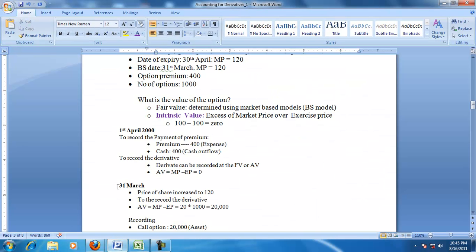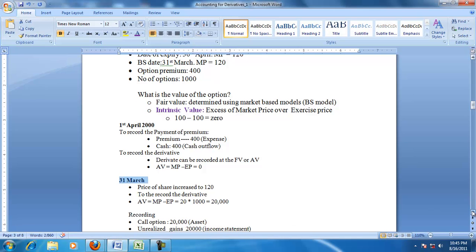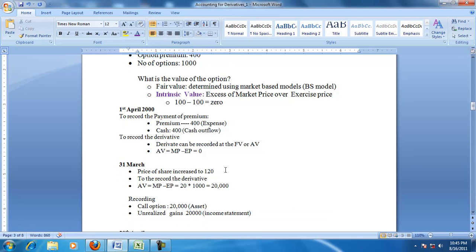On 31st March, that is on the date of preparing the balance sheet, the price of the share increased to 120. So the accounting value is 120 minus 100, which is 20 into 1000. So this is the value of the derivative on 31st March.